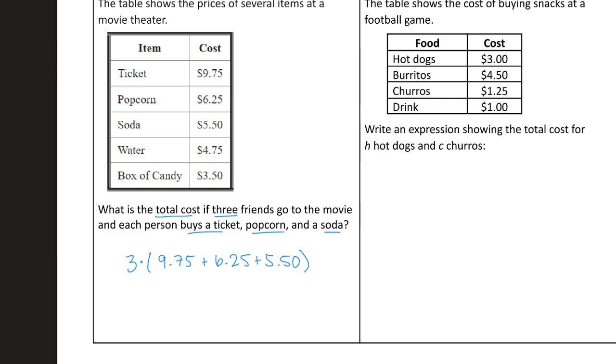So we could distribute here, but we can also just use order of operations, add everything on the inside, and then multiply it by 3, or you can put it all in your calculator at once. You should get a total of $64.50.